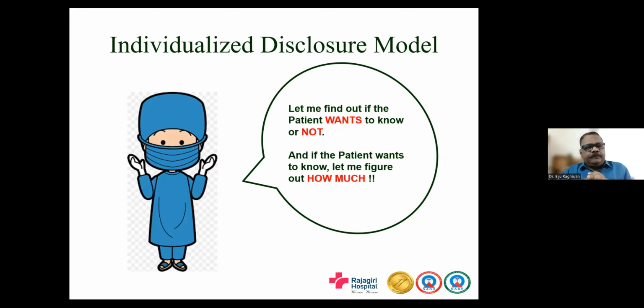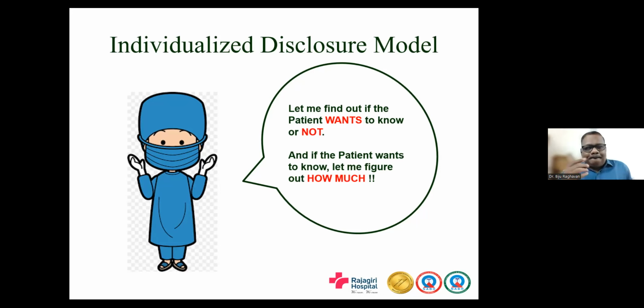Therefore, what do we do? We have to figure out a disclosure model which will suit the individual sitting in front of you. And that would be the individualized disclosure model. Essentially, what that means is we have to first figure out whether the person sitting in front of you wants to know or not. And once we have figured that out, then we have to proceed only with a person who wants to know.